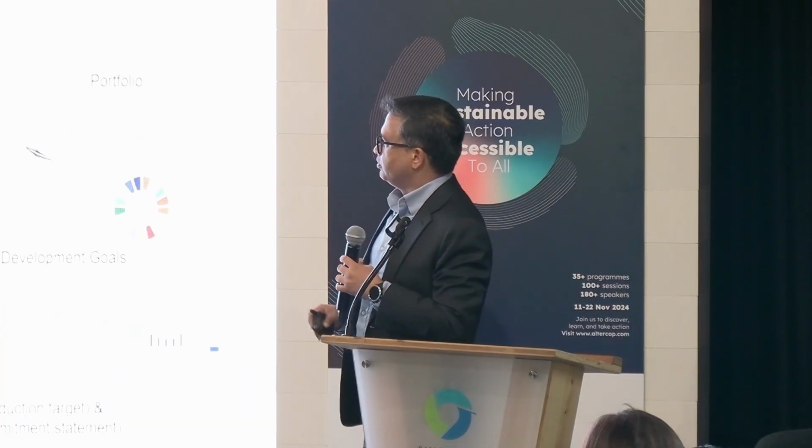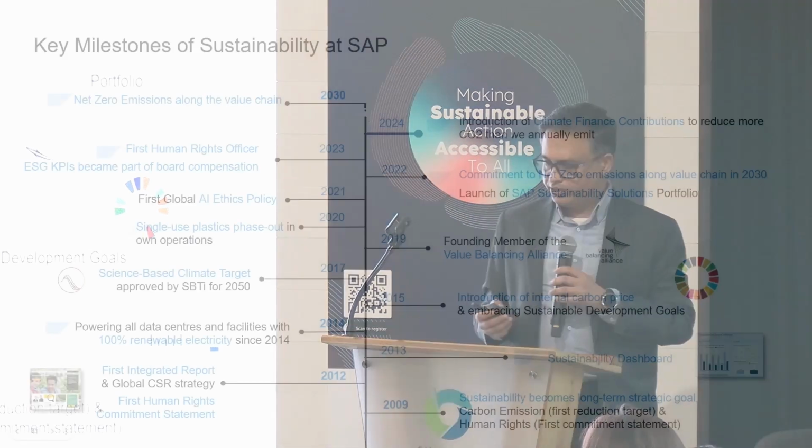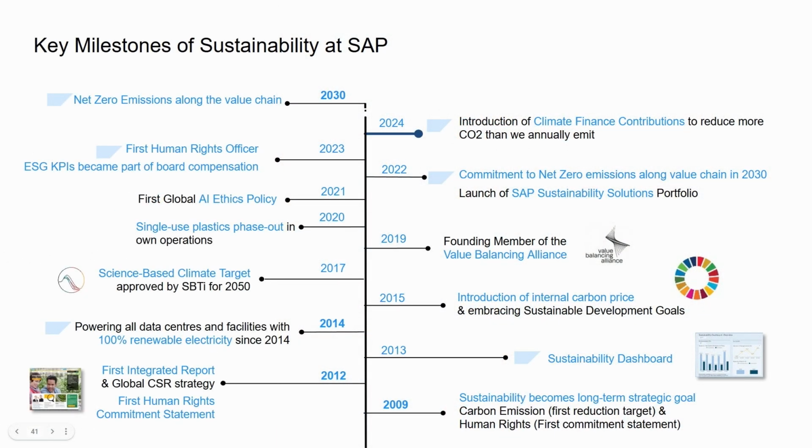So with that, let me share a few success stories. The first success story is from SAP. As you see here, we started our journey in 2009. There are many achievements till today. And since 2014, all our data centers run on renewable energy. And 2030 is our net zero ambition.